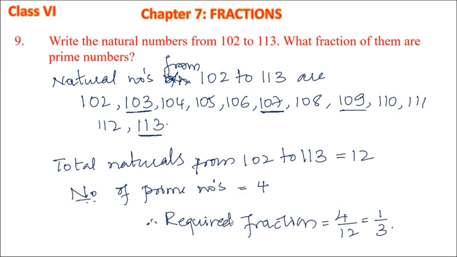In question 9, totally there are 4 prime numbers. From 102 to 113, there are 12 natural numbers. So the required fraction is 1 by 3.